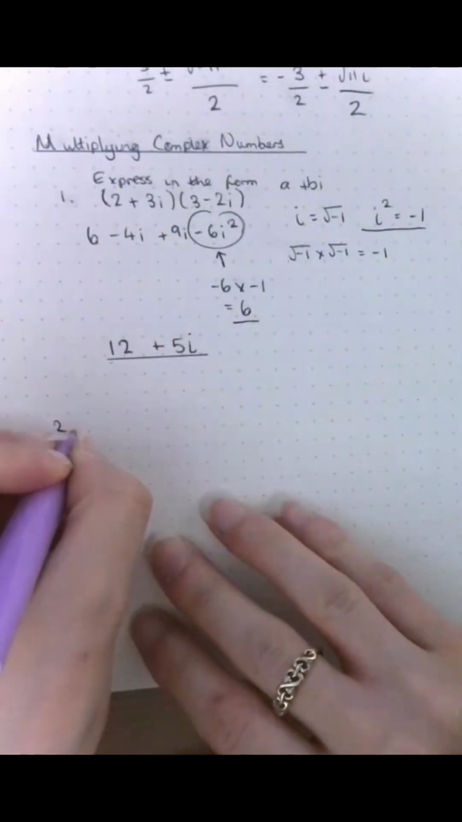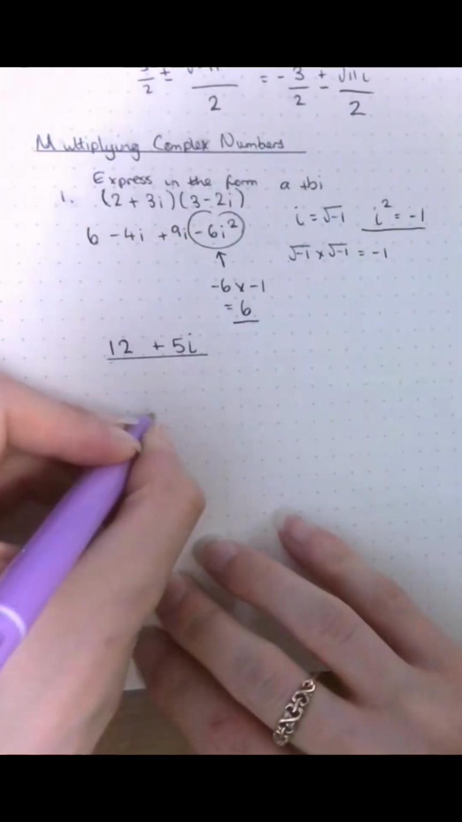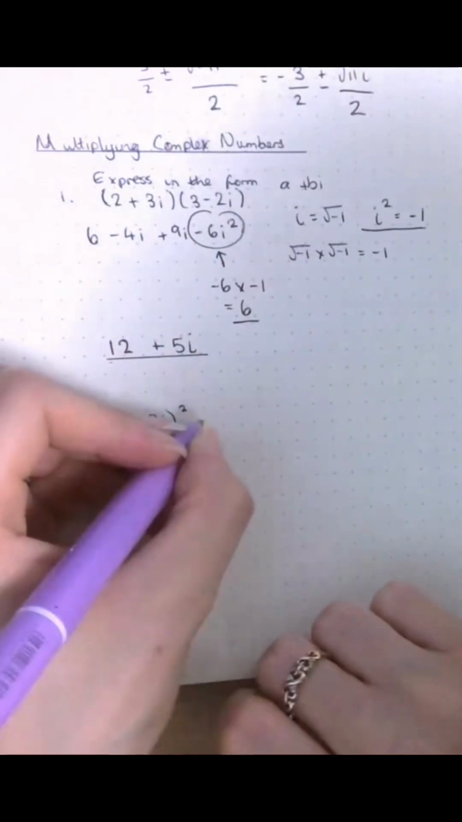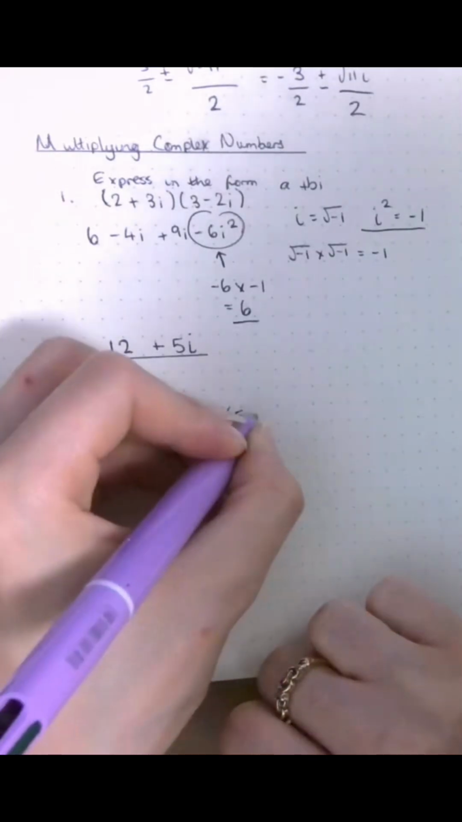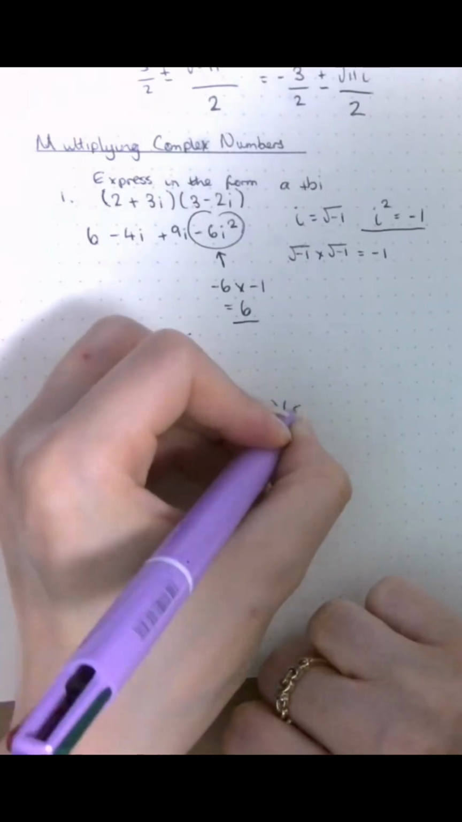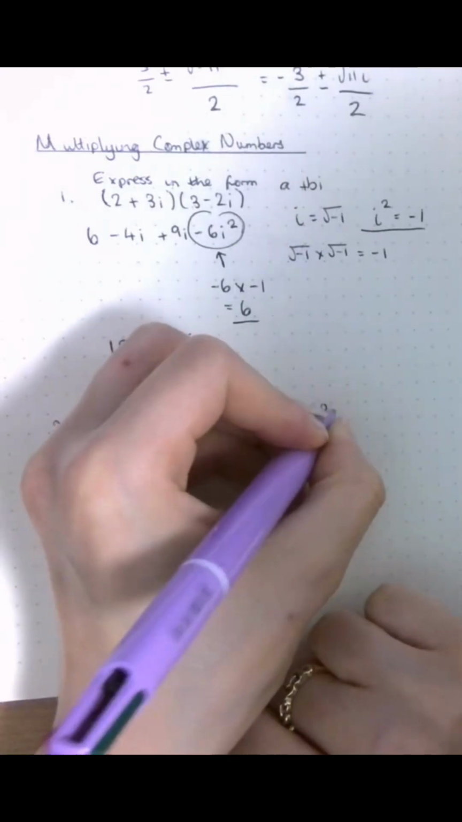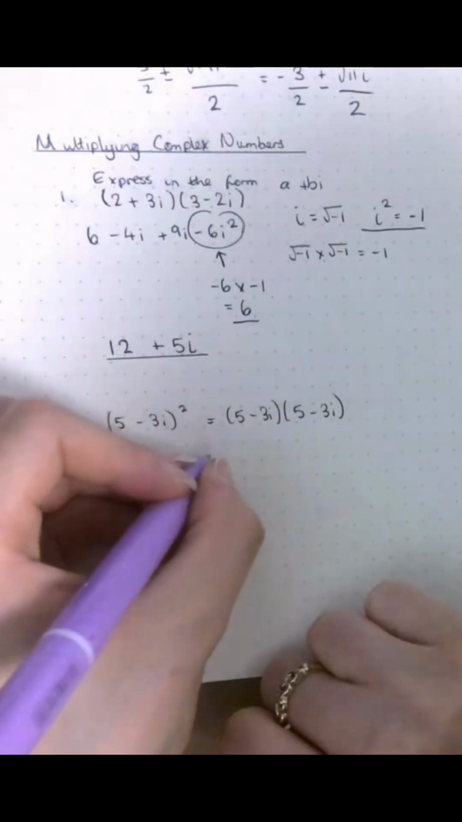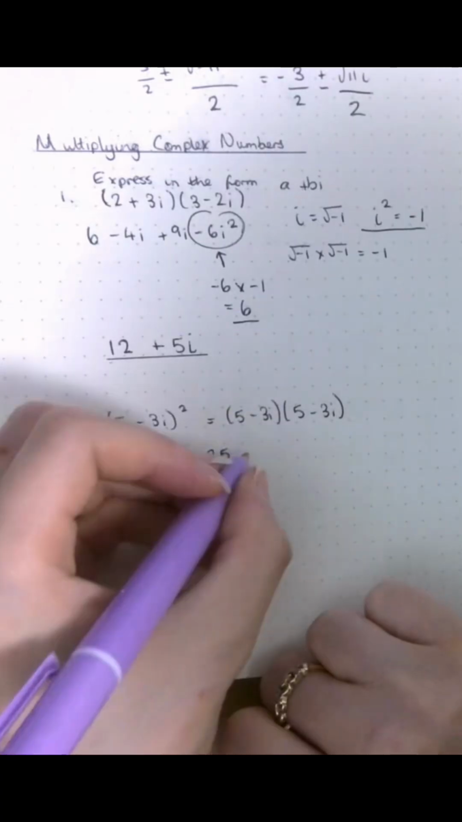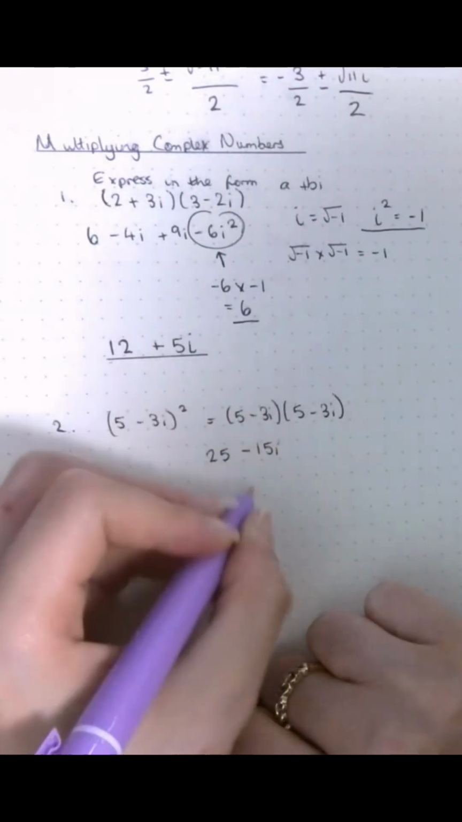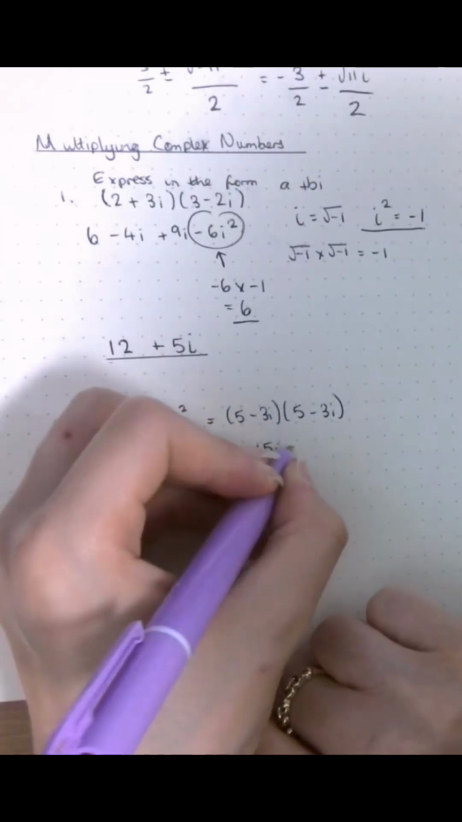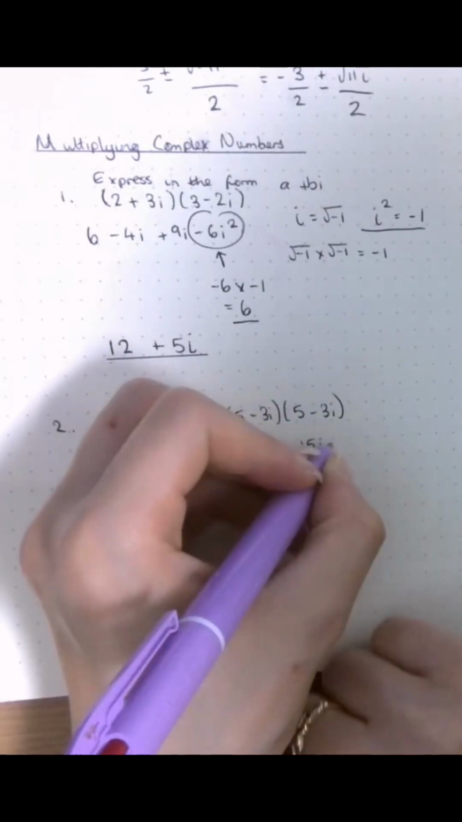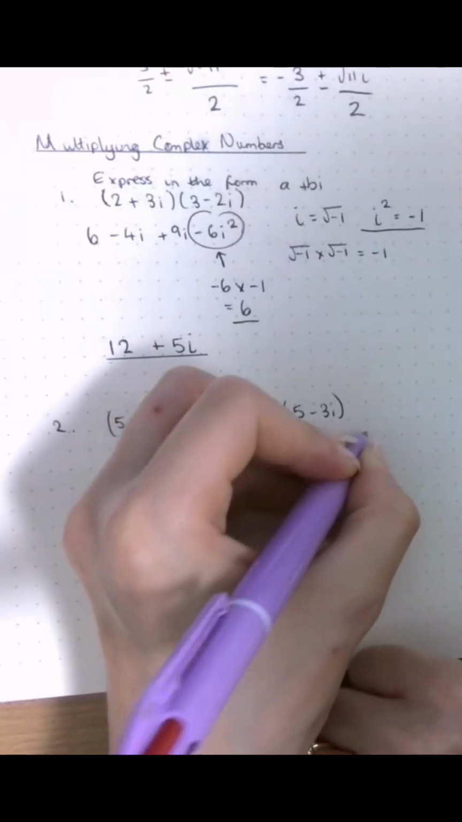Number 2, we are doing 5 minus 3i squared. So we should know that that is just going to be in this form here, 5 minus 3i, brackets 5 minus 3i, we're just multiplying it by itself, so let's now just expand that out again. 5 times 5 is 25, 5 times minus 3i is minus 15i, minus 3i times 5 is minus 15i, and then here we have a minus 3i times a minus 3i, so that'll be positive 9i squared.